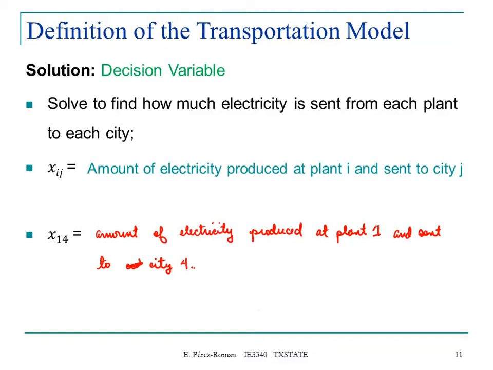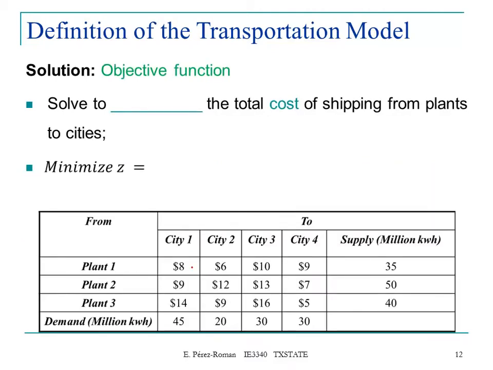Okay, so every time that you're trying to define a decision variable, what you do is you ask yourself, what is the question you want to answer with this problem? In this case, we want to know how much you're going to send from a plant to a city. Okay, so the objective function, so to minimize the total cost of shipping from plants to city, so we have 3 plants, 4 cities, so we need to define our objective function based on those. So we know our decision variables.